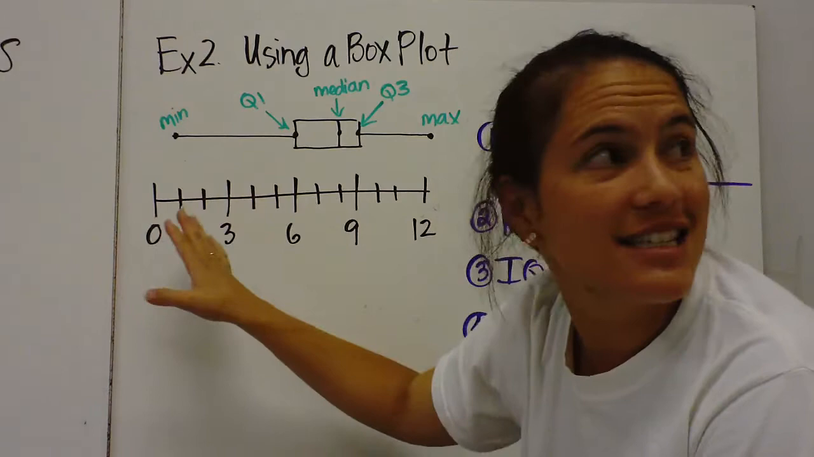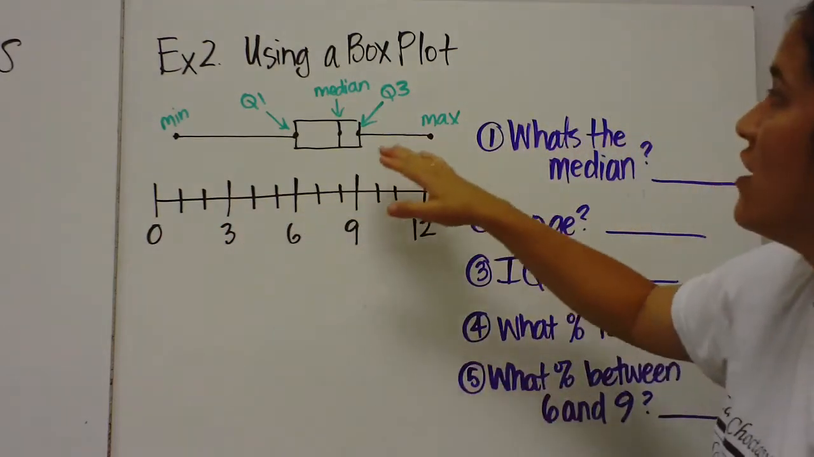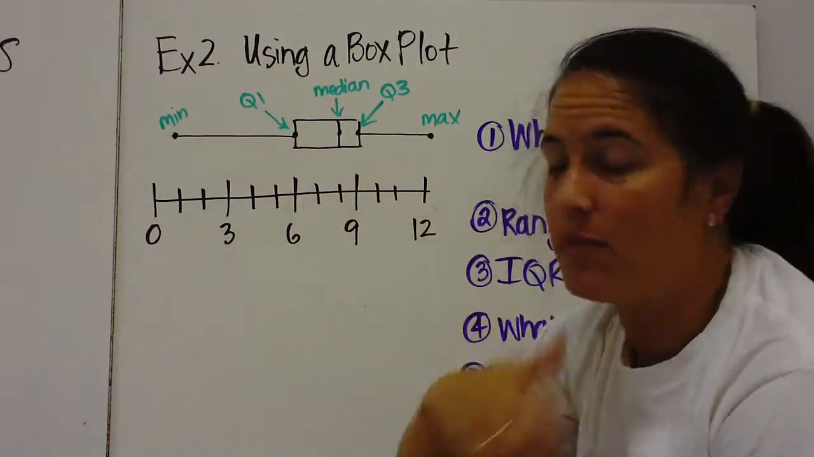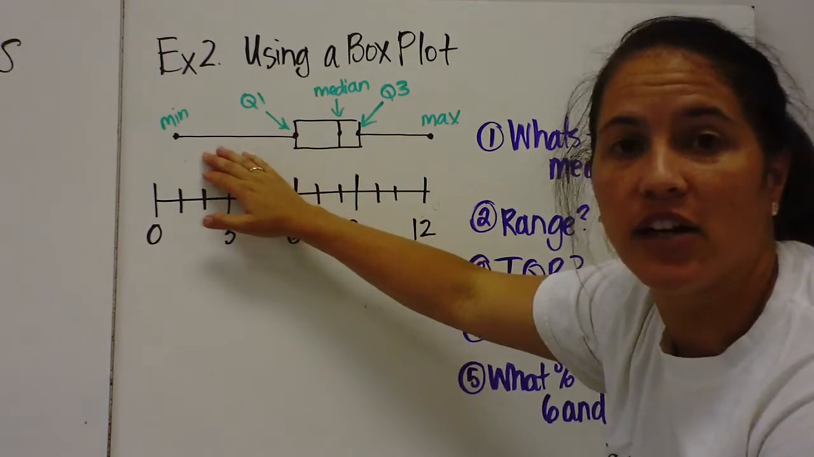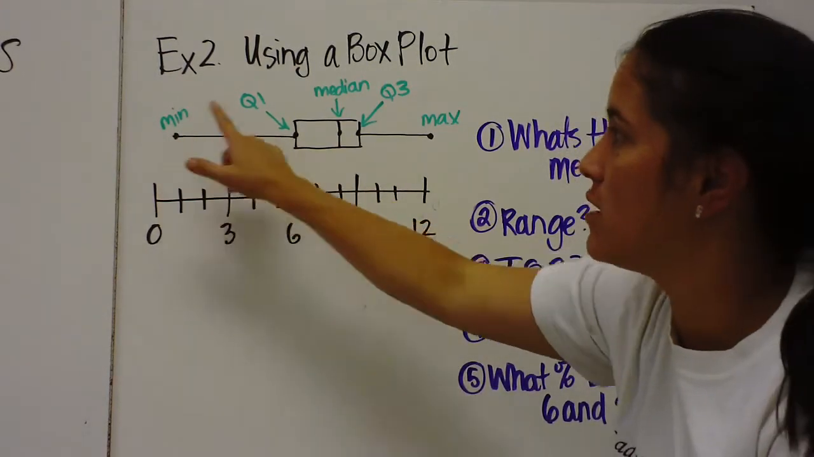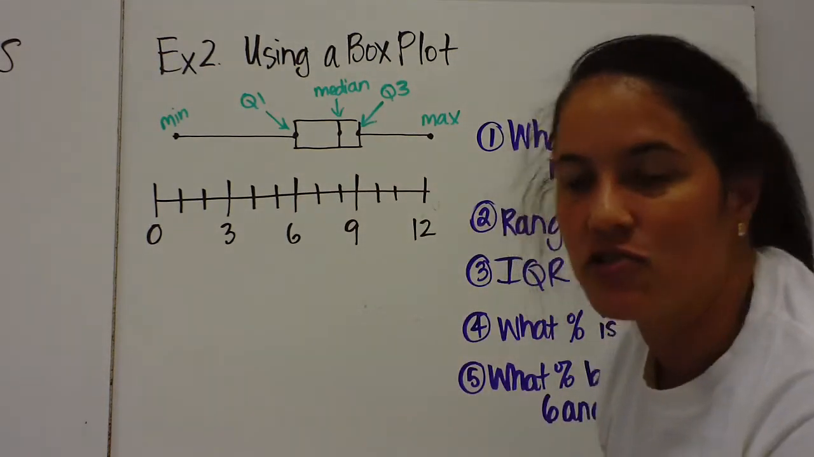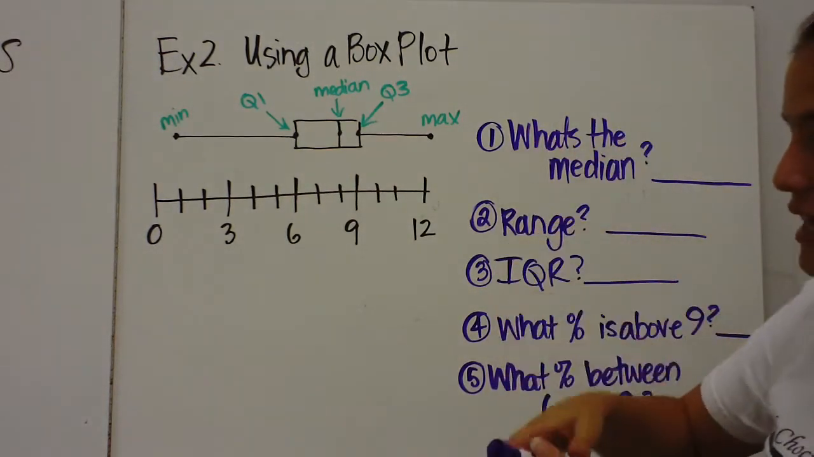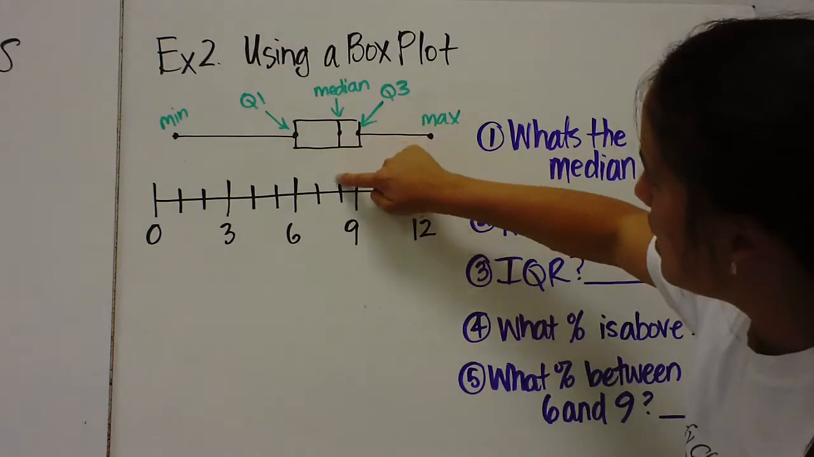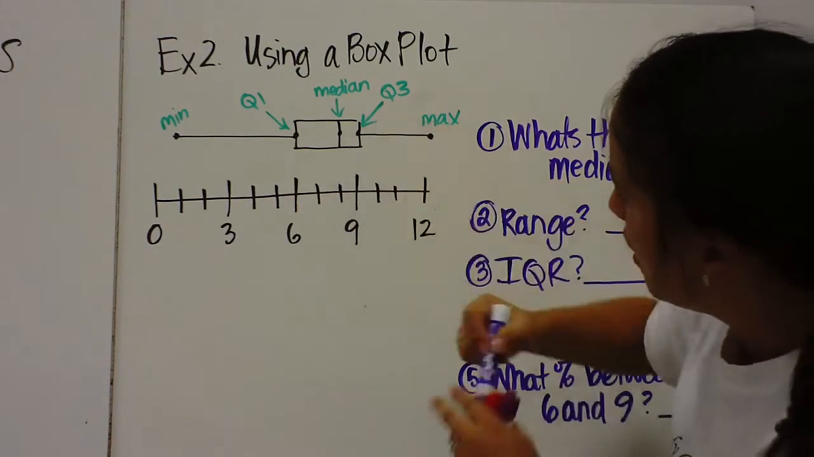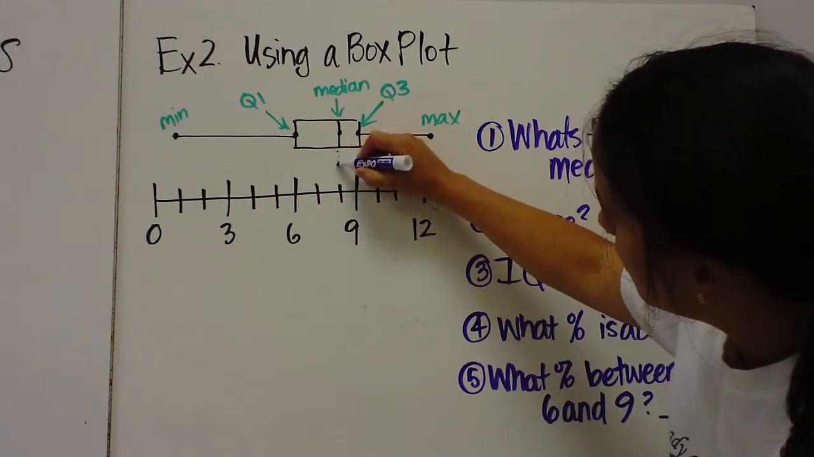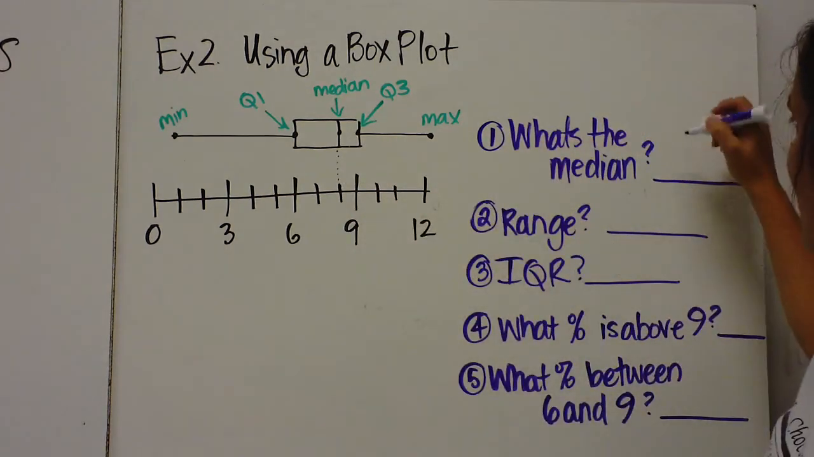All right, in this next example, I'm going to show you how to answer questions using a box plot. So I have a box plot here, and I've told you what they all are: minimum, quartile 1, median, quartile 3, maximum. So now let's answer some questions. Question number 1, what's the median? In this box plot, the median is right here above that, so the median would be 8.